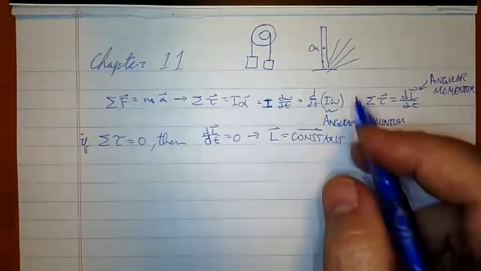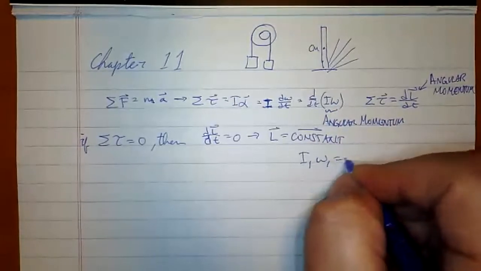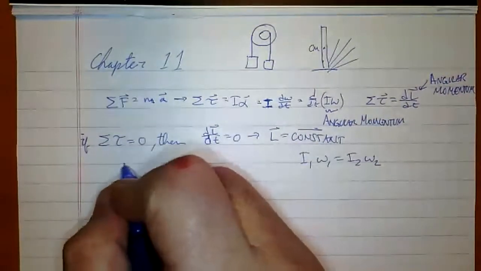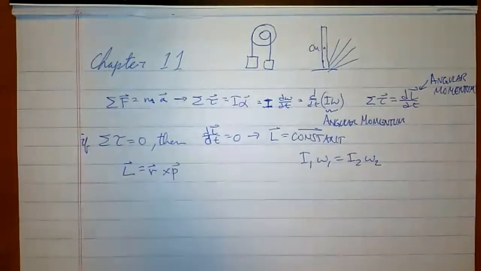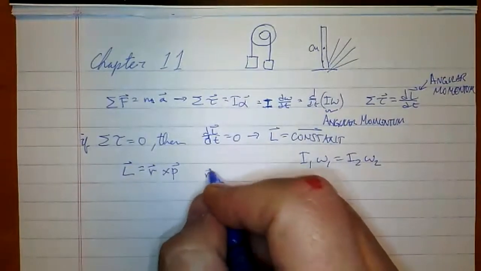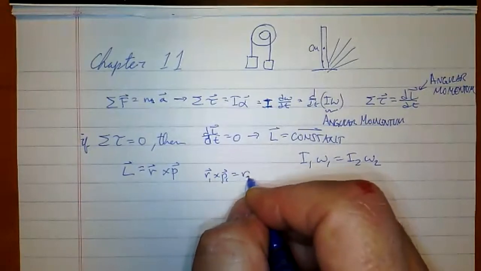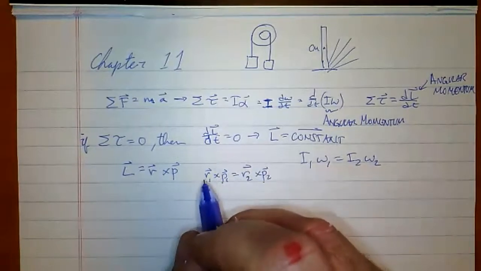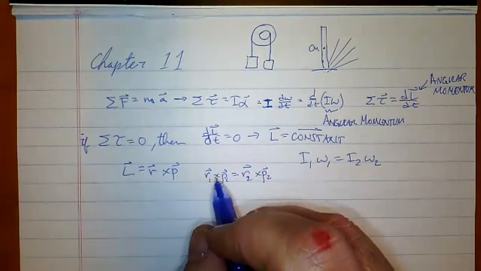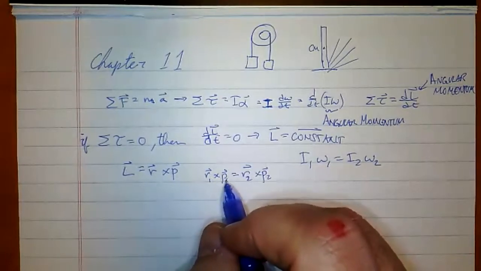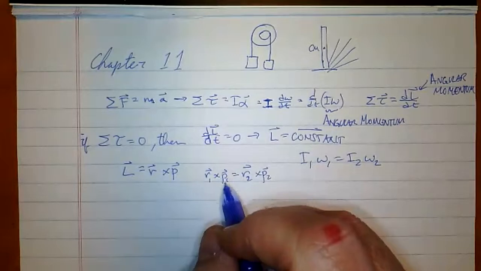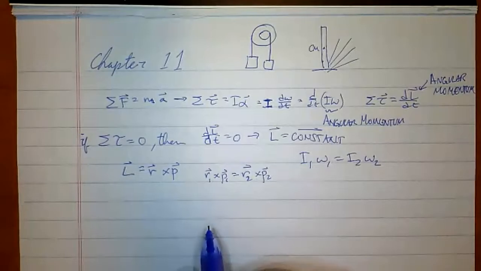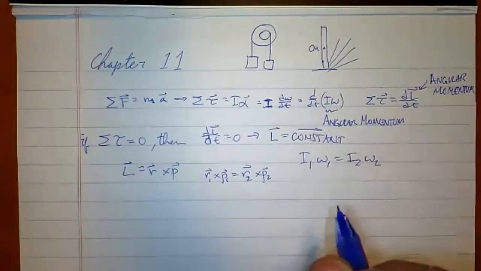Now that can translate into I1 omega 1 equals I2 omega 2, or it can translate into this L, where L is equal to R cross P, such that R1 cross P1 is equal to R2 cross P2. So maybe the vector that emanates from the center of rotation or revolution to the object, the particle of momentum P1, changes so that the momentum P1 also changes. Then you get an R2 cross P2 that is in fact equal to the first one. So that's a couple different ways you can see it happening.